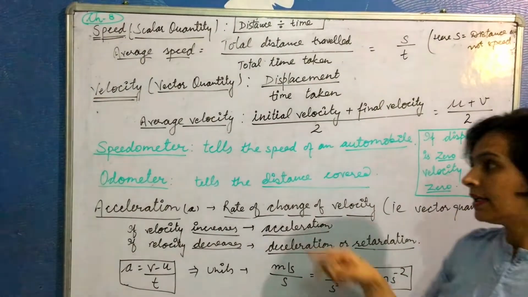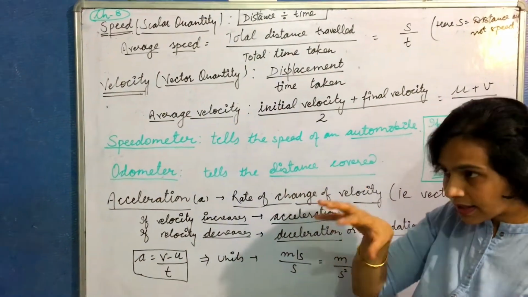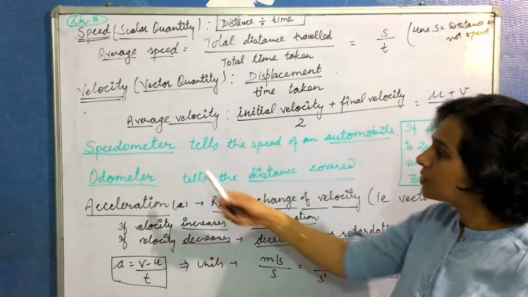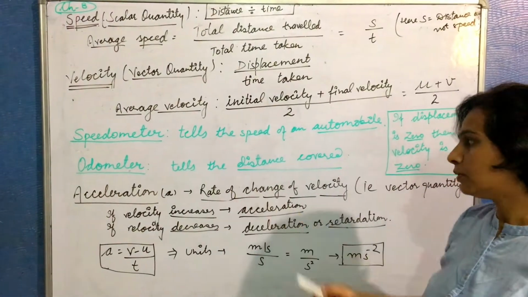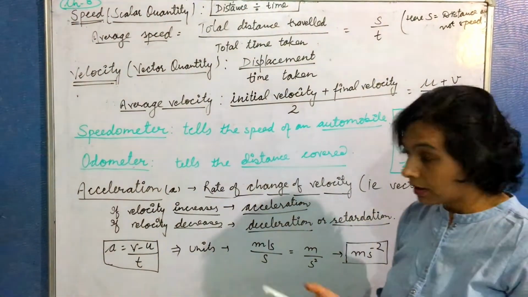In automobiles, there is a circle kind of instrument in which speedometer and odometer both are present. Odometer tells you the distance covered.